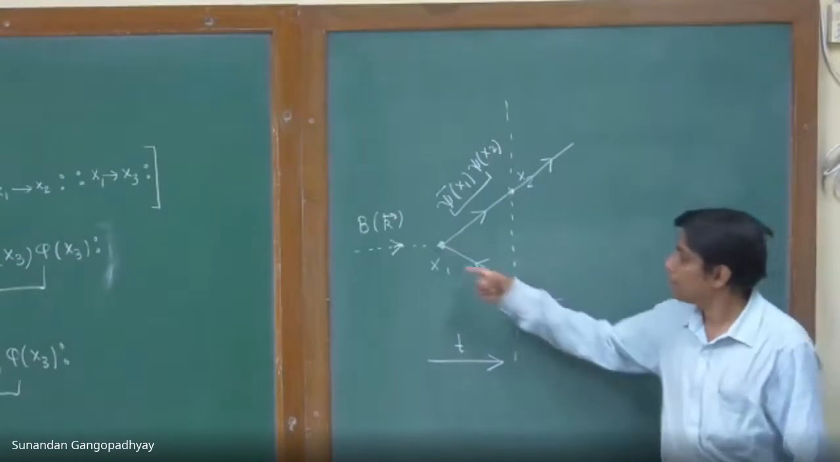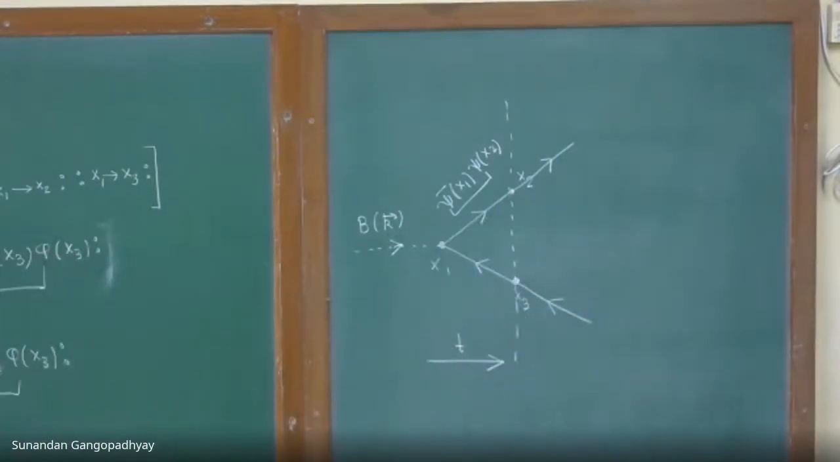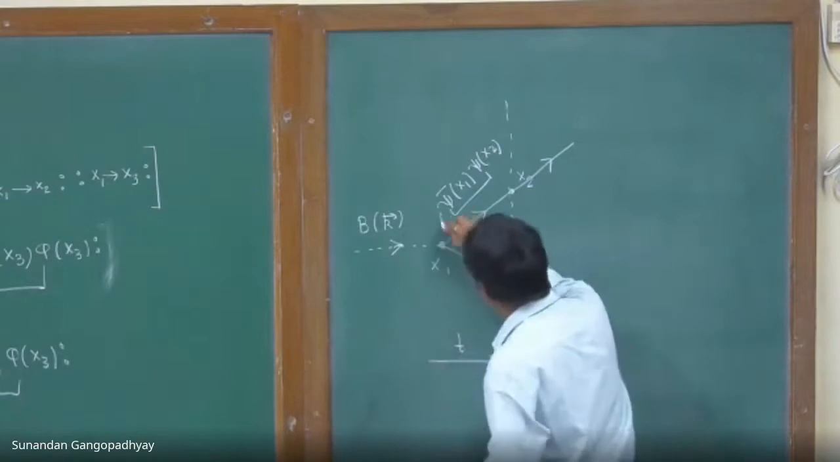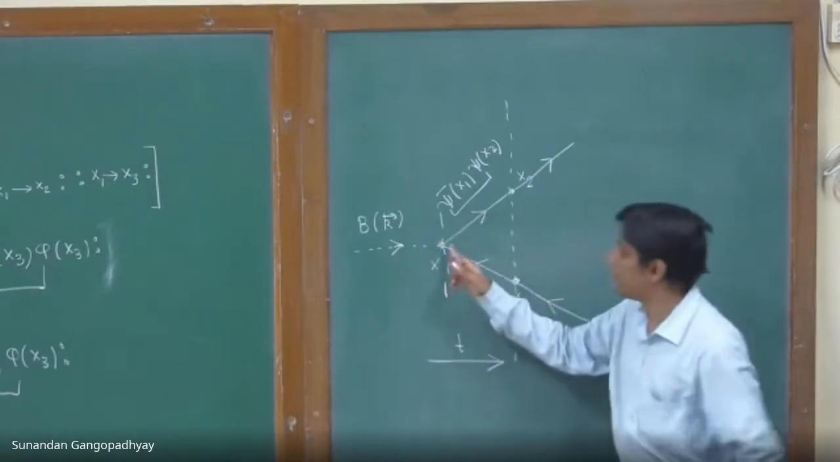And similarly, you can show that this other one is basically the contraction of psi x1 with psi bar x3. So psi x1, what is the particle that can get created on the right hand side from psi x1?